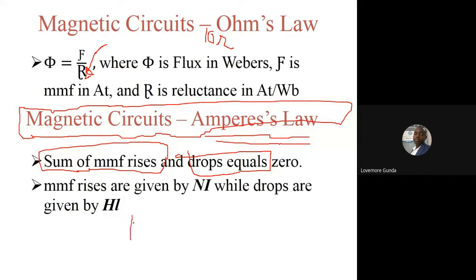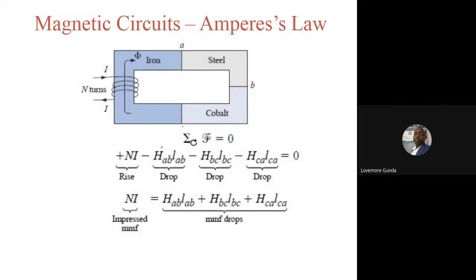In other words, in this case, the sources it's Ni, then the drops are HL, then their sum should be equal to their sum, analogous to that. In other words, in this circuit, we have iron, which is its own length, we have steel, which is its own length, copper, which is its own length. In other words, we have three reluctances, right? And one mmf.